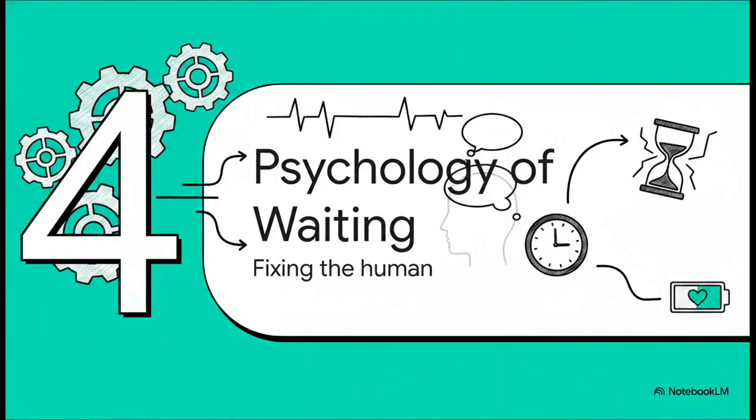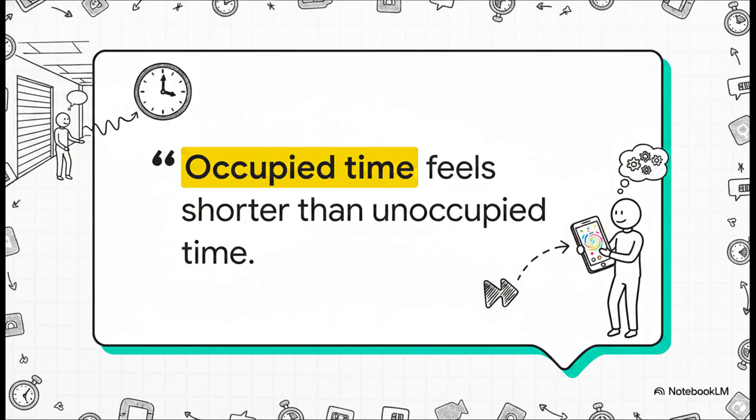Section 4. The psychology of waiting. Fixing the human, not just the code. Now, what if I told you that you could optimize your code flawlessly, hit all those metrics, and it still might not be enough? Because at the end of the day, you aren't just managing RAM and CPU cycles. You are managing a human being's perception of time. And this is where we pivot from hard computer science to cognitive psychology.